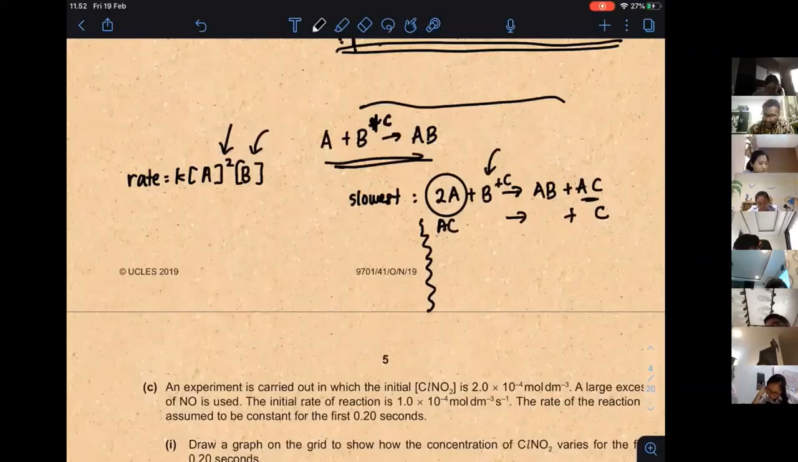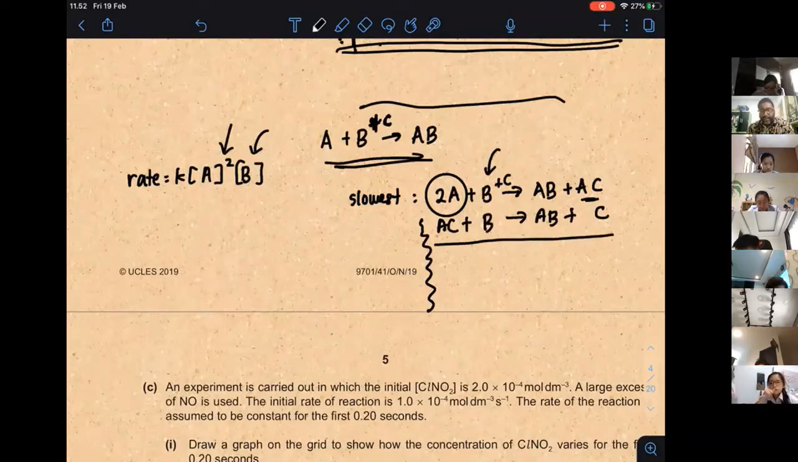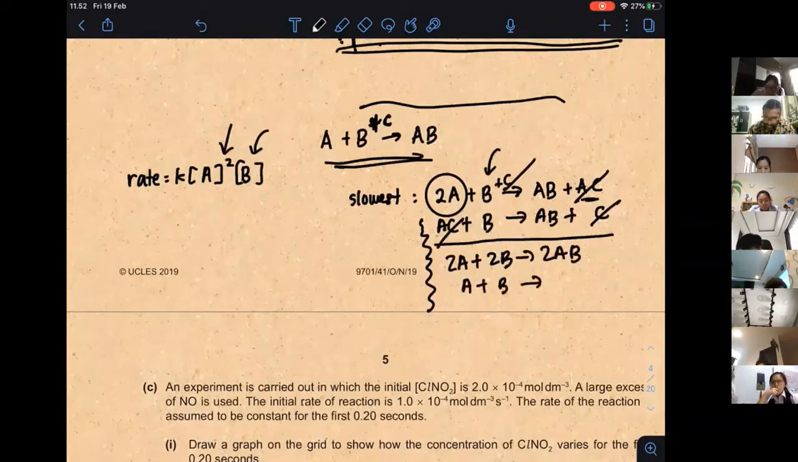So what I can think is maybe you plus with another B to give you another AB, so AB plus C. When I add these equations, AC will cancel, and then the C will cancel, and I will have 2A plus 2B to give me 2AB, which is going to be A plus B to give me AB. I hope you can see the relationship over here.